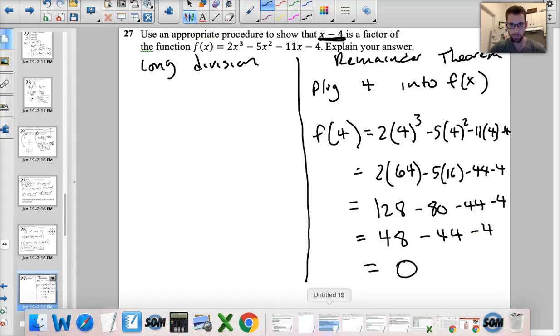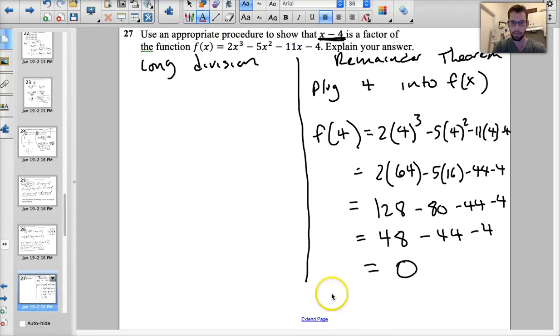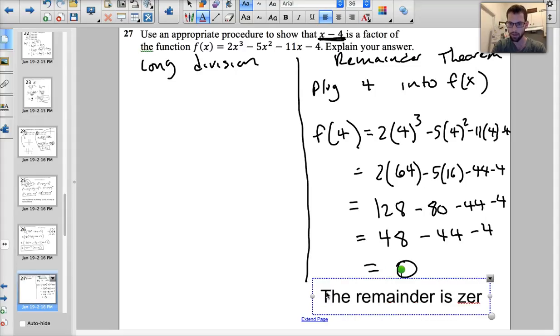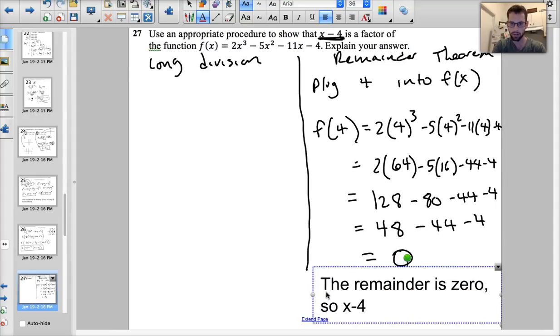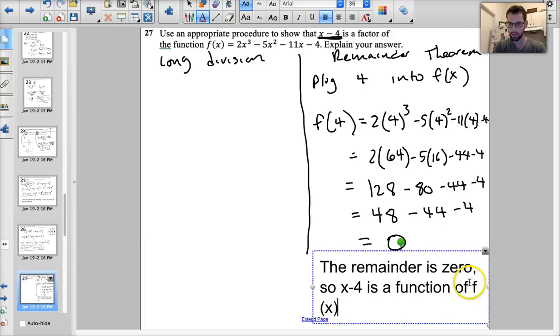So sure enough, by the remainder theorem, the remainder is 0, so x minus 4 is a function of f of x. That will be my remainder theorem explanation.